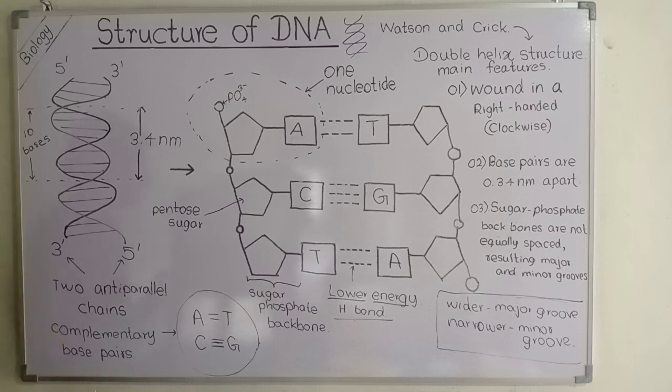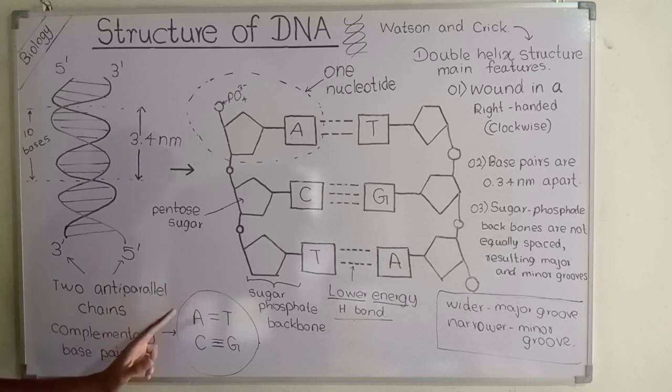The chains running in the opposite direction are antiparallel. Antiparallel means 5 prime to 3 prime and 3 prime to 5 prime end like this. Two base types are purine and pyrimidine. Purines are adenine and guanine. Pyrimidines are thymine and cytosine.